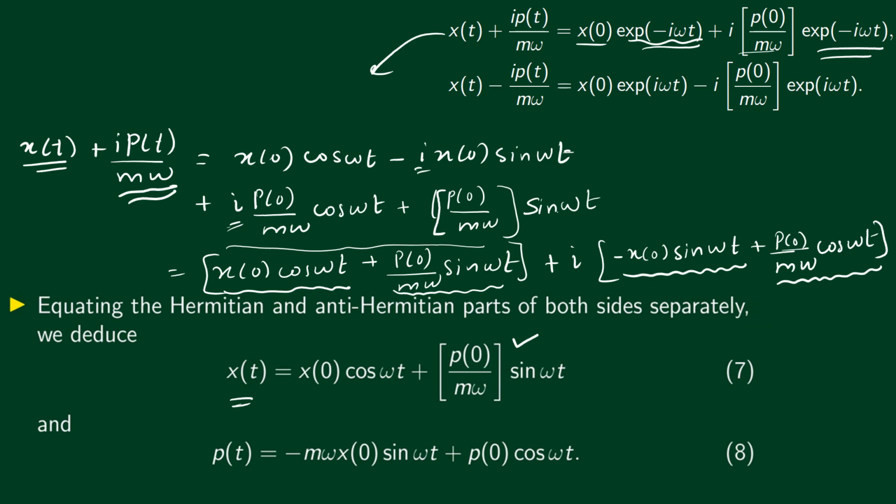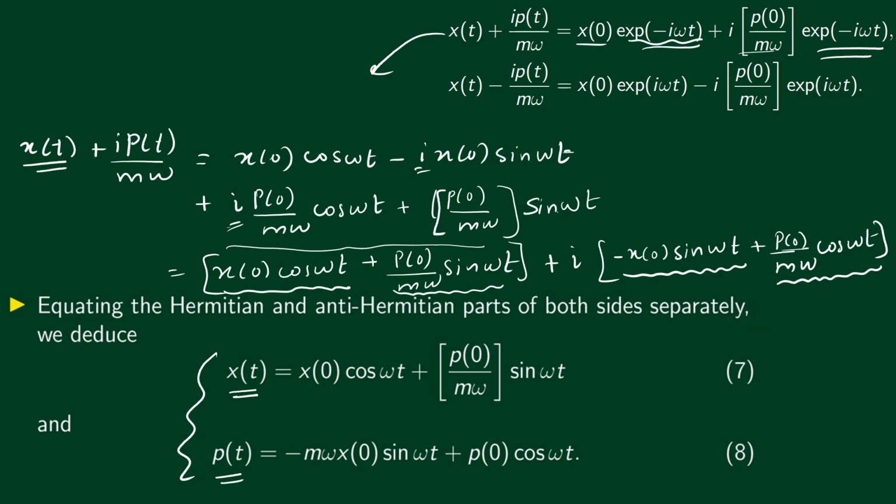We can multiply on both sides by m omega and we get p of t is equal to minus m omega x of 0 sin omega t plus p of 0 cos omega t. We now have the solutions for x of t and p of t. We have obtained x as a function of t and p as a function of t, and what we need to know is the initial conditions, x at time t equal to 0 and p at time t equal to 0. So given the operators at t equal to 0, using this we can find the operators at any later time t.